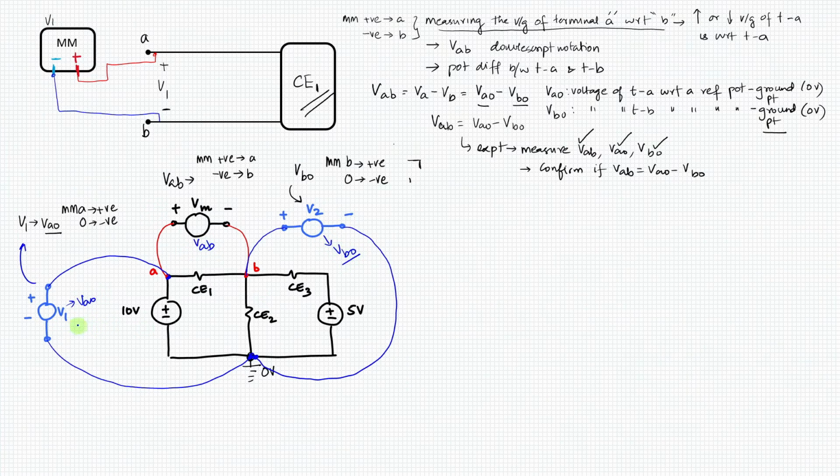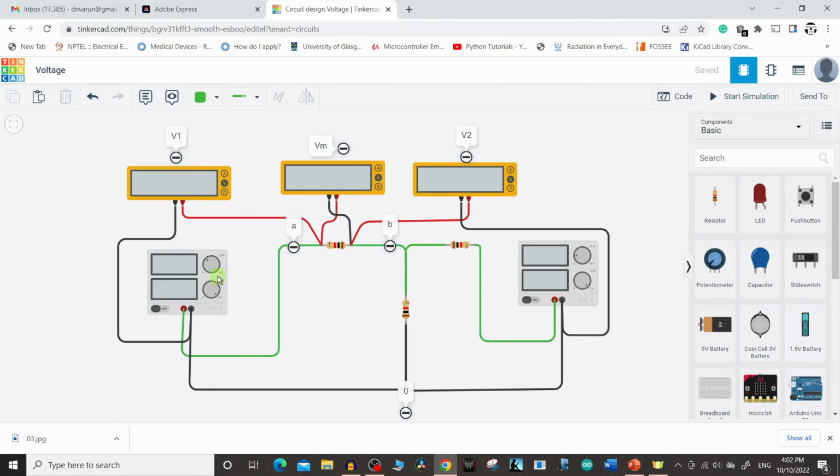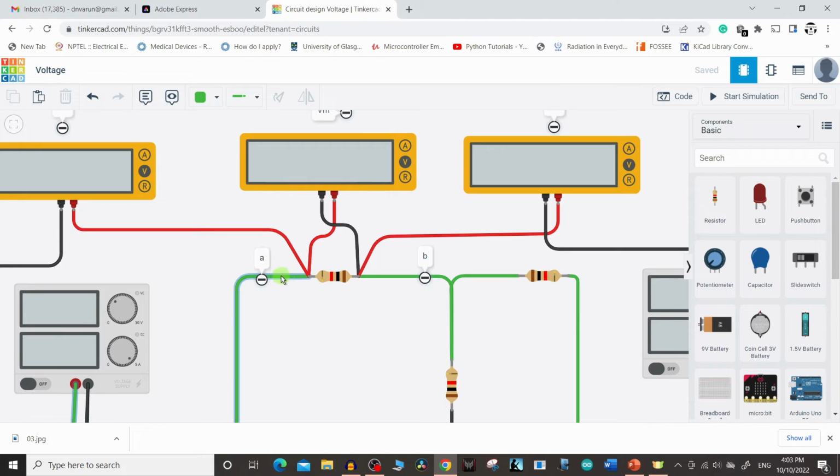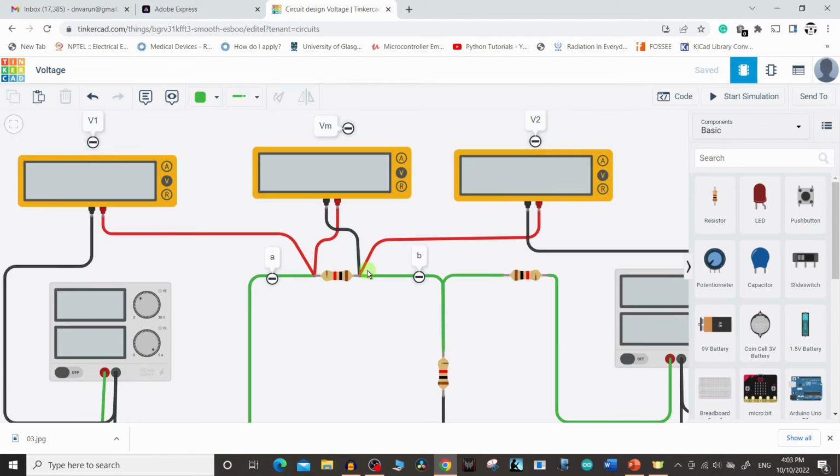So let us use a simple software to understand, and let us measure these values, and we'll come back. I have already wired the circuit up for you. This voltmeter which you see here is VM. It is going to measure the voltage between A and B. You can see the positive of VM is connected to the A terminal and the negative of VM is connected to the B terminal.